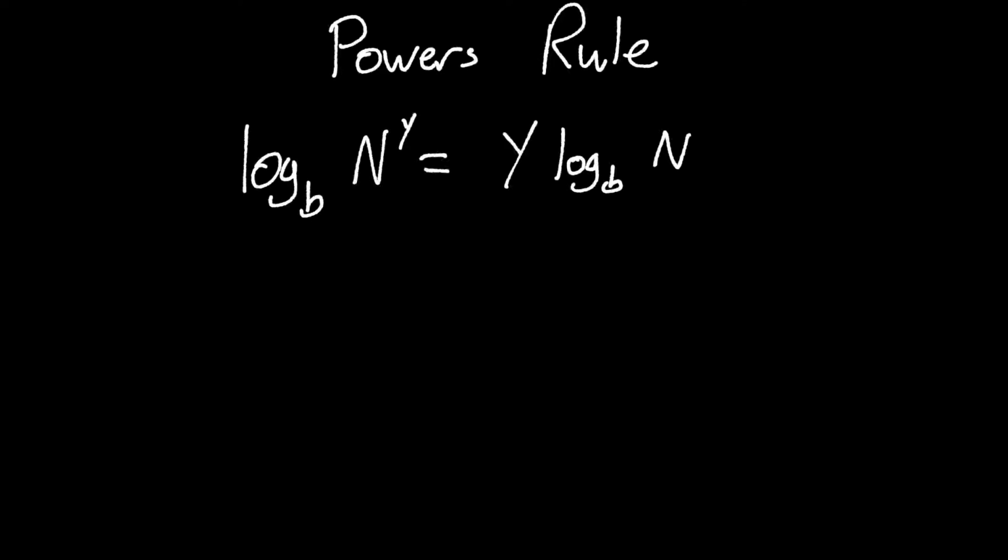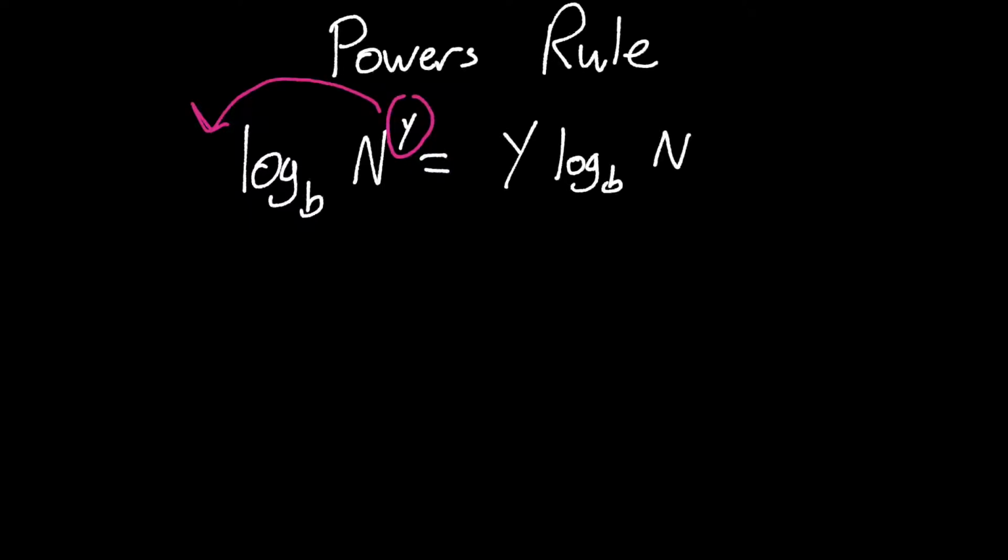Our final rule we're going to discuss is the powers rule, which says if you have log base b of n raised to some power y, we can rearrange this so that the y goes in front, and now we're multiplying the y times log base b of n. So all we did literally was we took the exponent and we moved it in front. That's the powers rule. It says if you have something raised to a power, you can multiply the log base b of whatever by that.